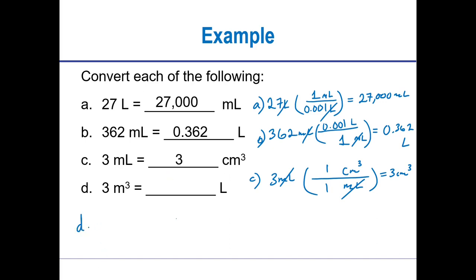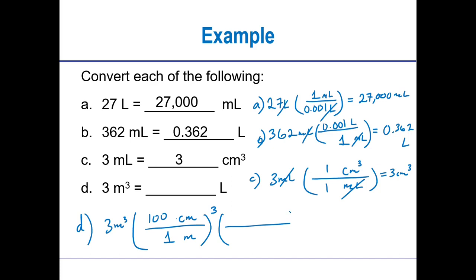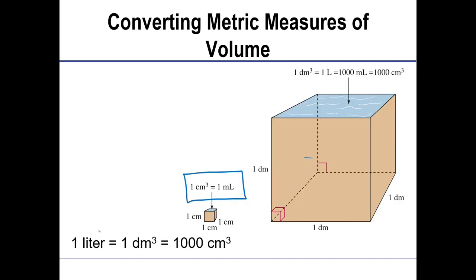In part D, we want to convert 3 meters cubed into liters. So we'll first convert this to centimeters cubed. I will put the meters on the bottom and centimeters on top. I know there are 100 centimeters in 1 meter, but in order to make the units match, we need to cube this expression. And I also want to convert from centimeters back to liters. I know from our chart 1 liter is equivalent to 1,000 centimeters cubed.